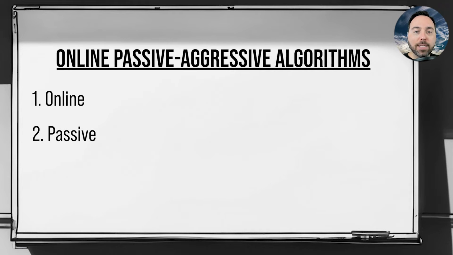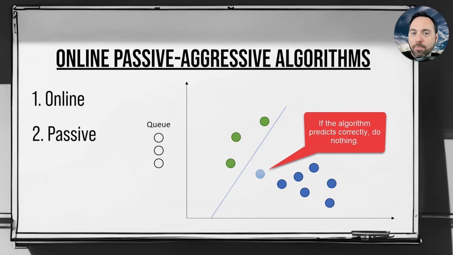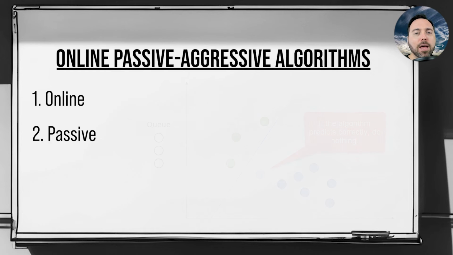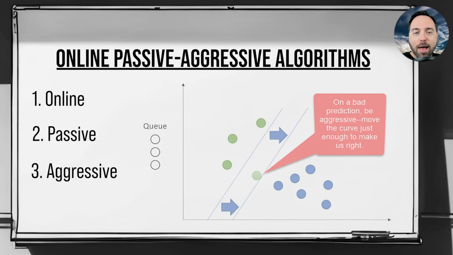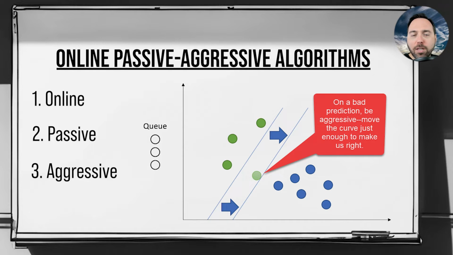The algorithm is passive. If we got the answer right, we make zero changes to the model. We simply move on to the next item in the queue and see how it does. But what happens if we got it wrong? In this case, we are aggressive. We shift the gradient until our latest data point becomes correct. If our data point was actually in the green class and not in the blue class, we're going to shift this curve until we can say that the dot obviously should be in the green class.